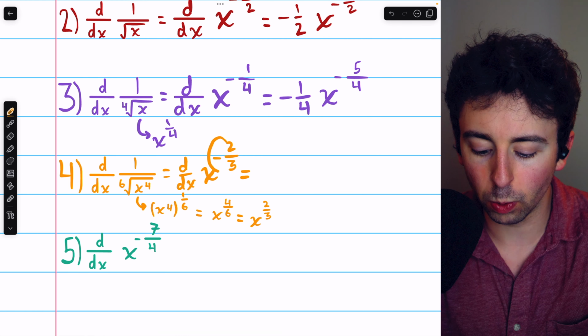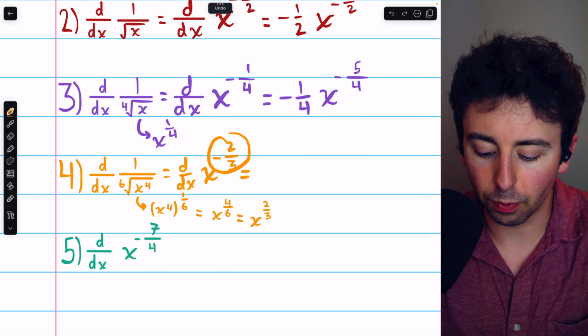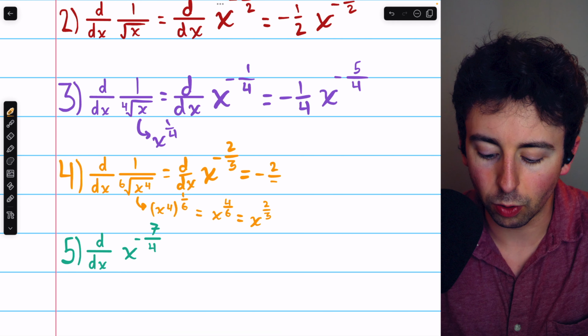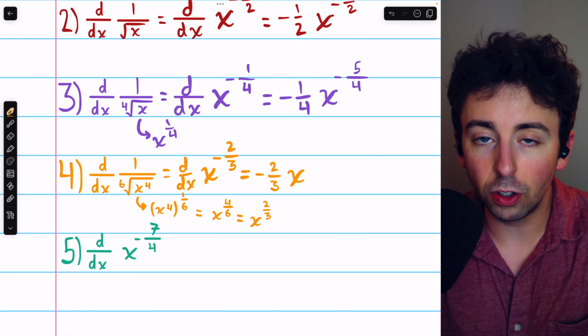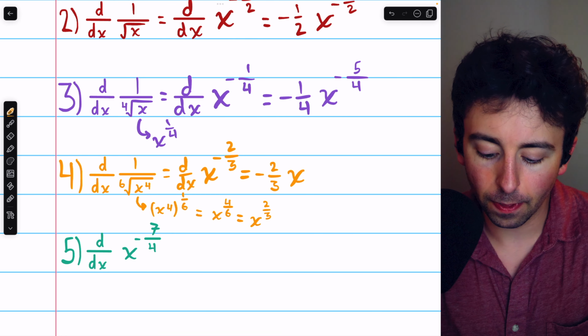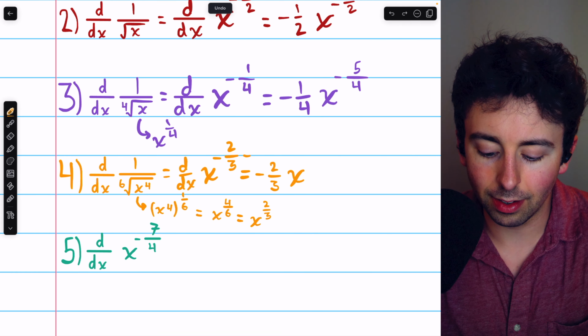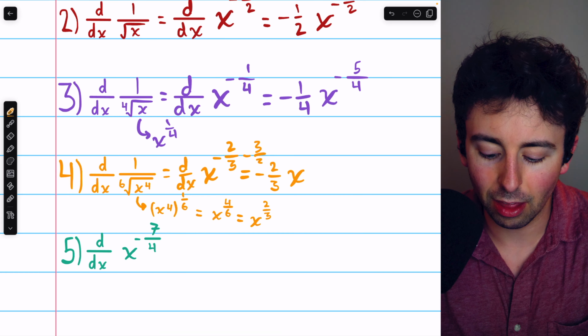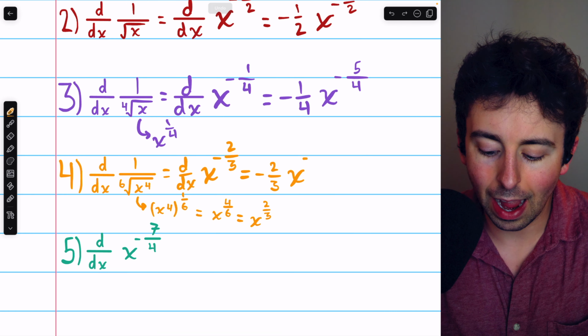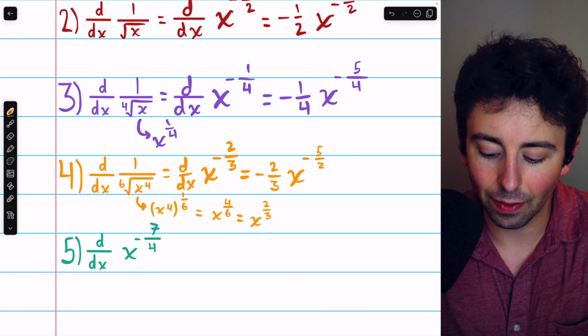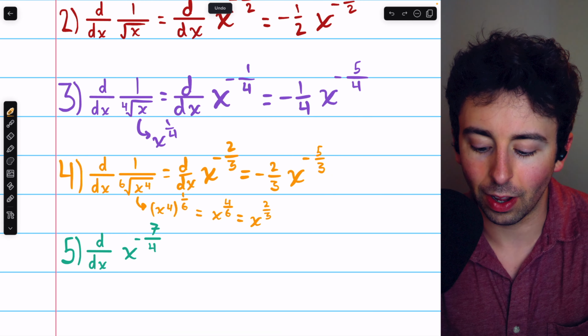Now we apply the power rule. Bring that exponent down in front as a factor, negative 2/3. Then reduce the exponent by 1. Negative 2/3 minus 1 is the same as negative 2/3 minus 3/3, so the new power is negative 5/3, and that is our final answer.